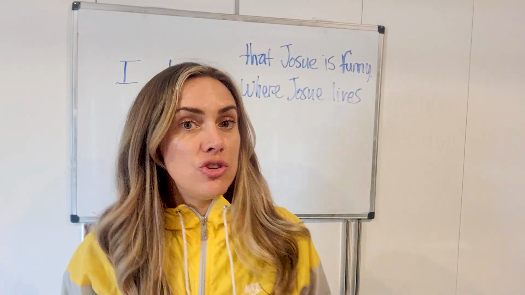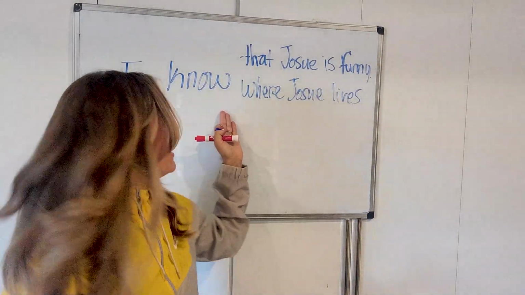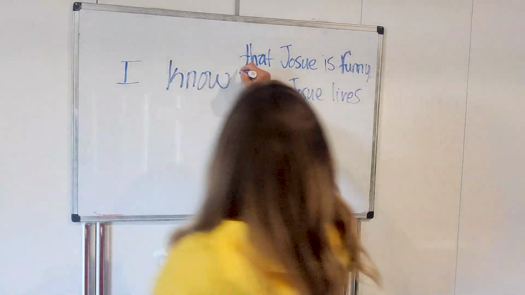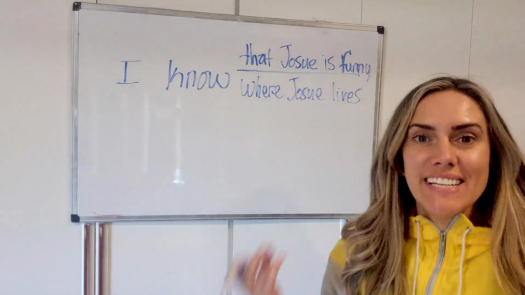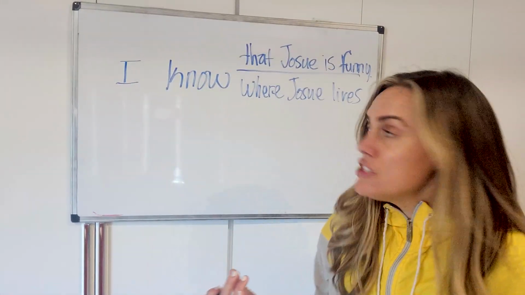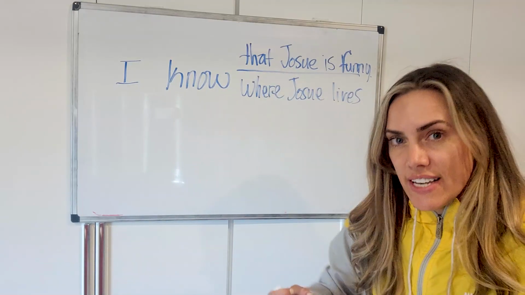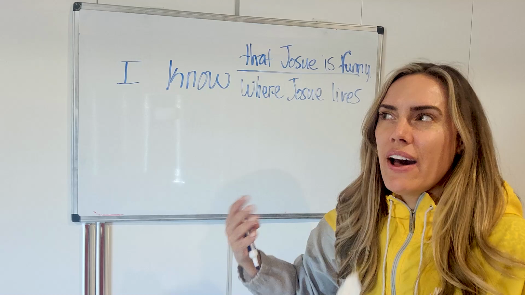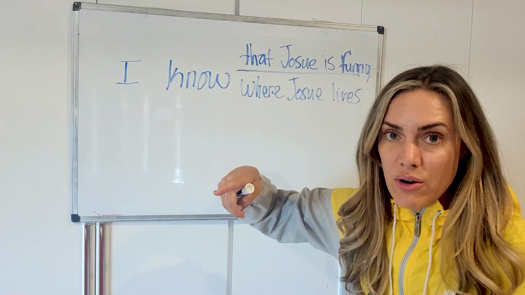So let's look at these two sentence endings. Here I said, I know Josue, I said, I know that Josue is funny. That Josue is funny is the noun clause. It starts with the word that, which is a signal that it's a noun clause. Sometimes they look like adjective clauses, but how do we know it's a noun clause? Because it's coming after a verb and not a noun, okay?